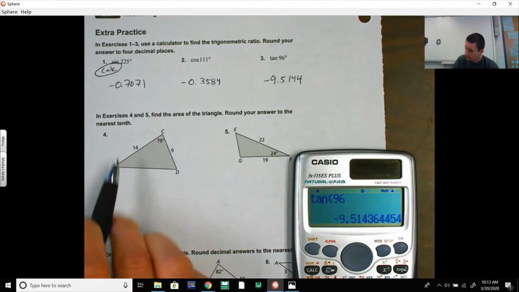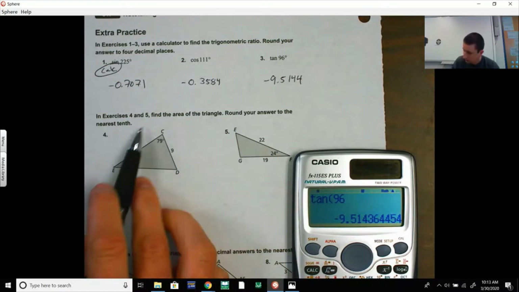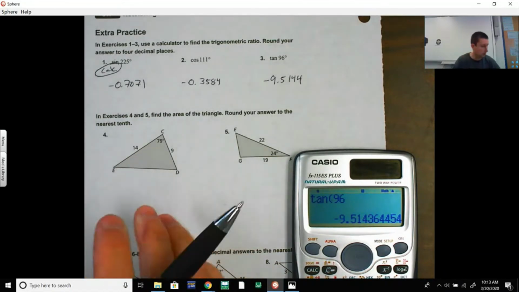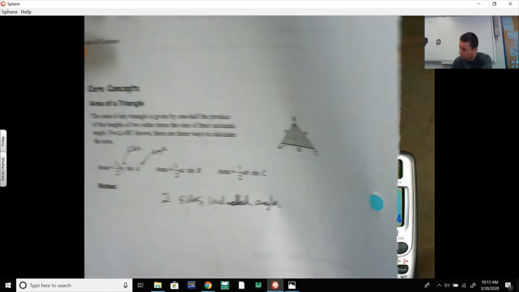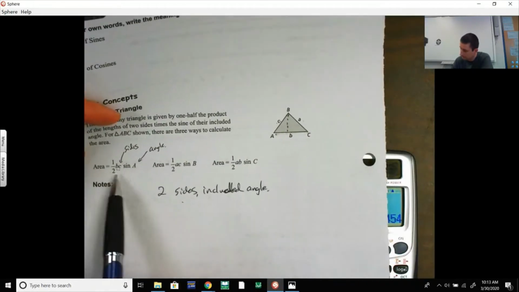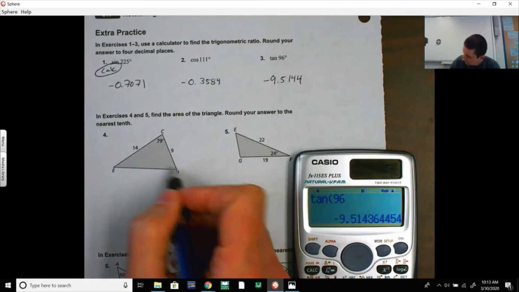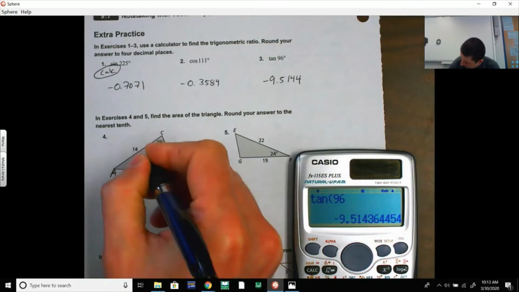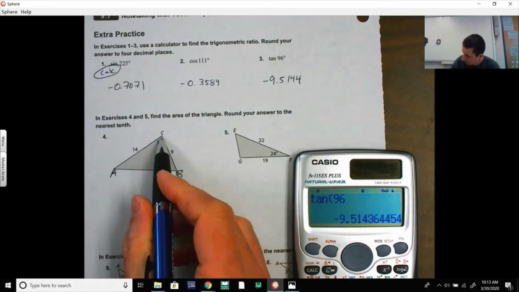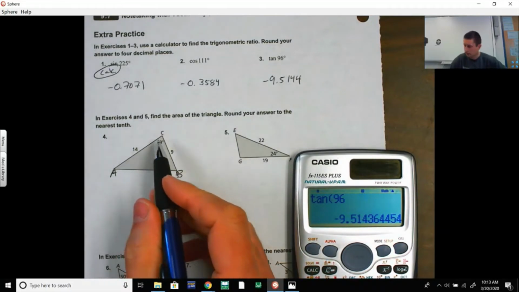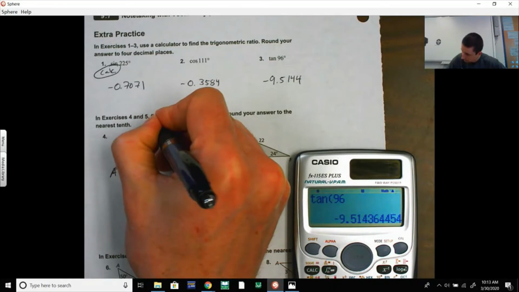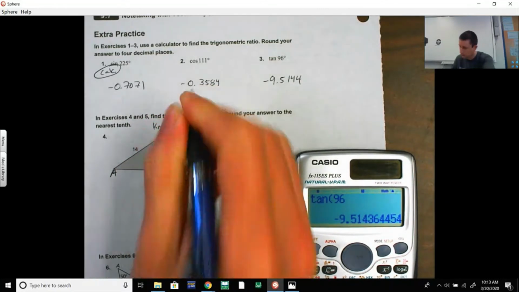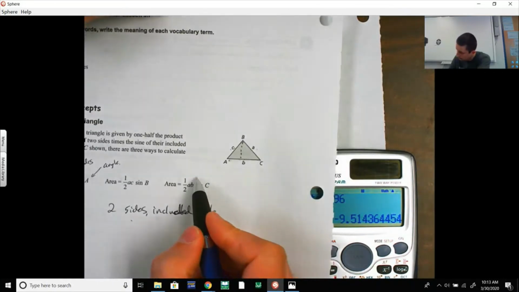Okay, next exercise 4 and 5, find the area of the triangle, round your answer to the nearest tenth. This is where we get to use these formulas here. Okay, so this is D. What I'm going to do is say, okay, this is going to be A, this is going to be B. So I know angle C. I'm going to rewrite these. We know angle C. That's going to fall into this category right here.